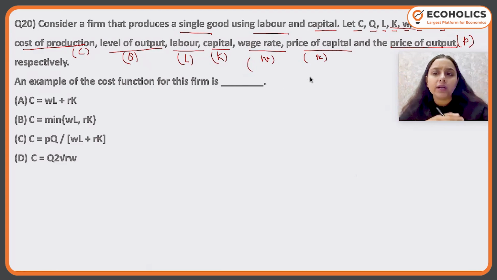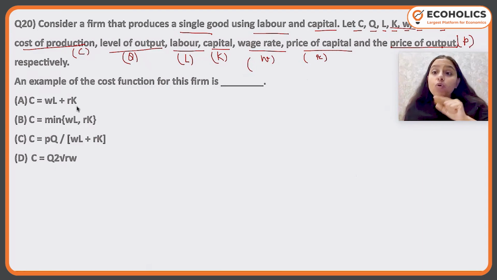So as a student, if I also analyze, I will see C is equal to WL plus RK, okay. Minimize WL plus RK, okay. C is PQ divided by WL plus RK, okay. C is equal to Q into 2 under root RW, okay. So I will say, oh, this is just a simple firm. So the cost function is eventually WL plus RK. So I will go with this. But this is wrong. I will tell you why this is wrong.